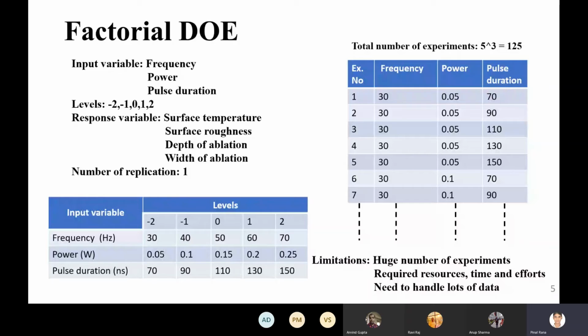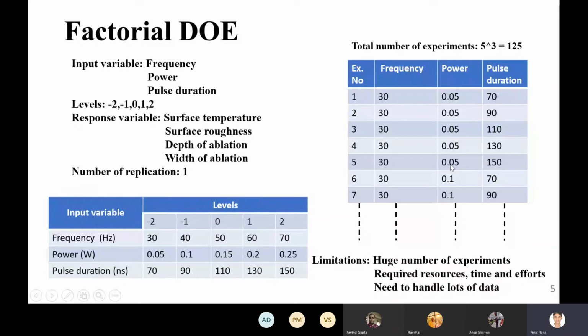And here I have shown all the combinations. If we fix the frequency at 30 and the first value of power at 0.05, we get five different combinations of pulse duration. This is the first five experiments.